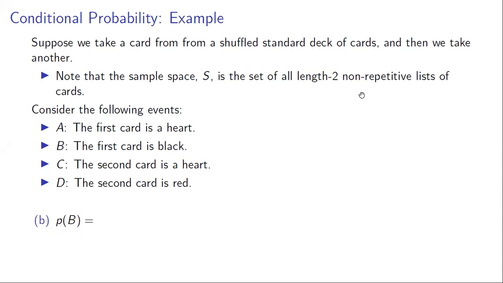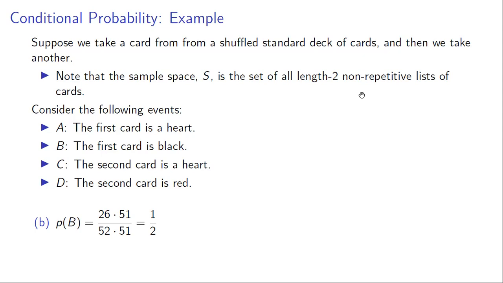Next, what is the probability of B? In other words, what's the probability that the first card is black? Well, here we have 26 times 51 choices, 26 times 51 different outcomes for event B. In other words, that's the number of ways where event B can occur.